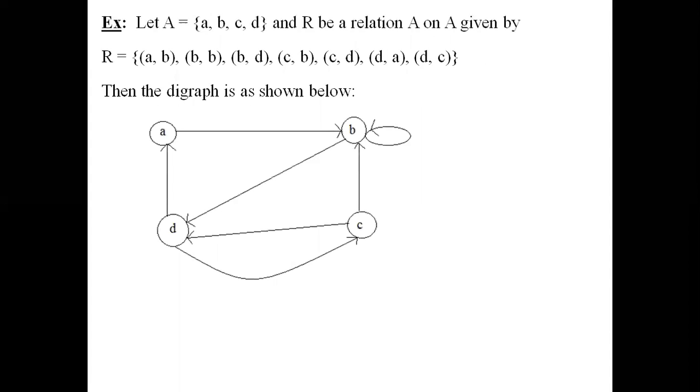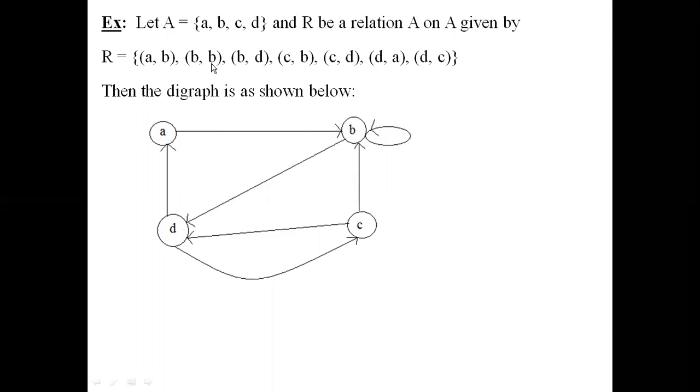So let us understand how we are drawing this digraph. I have considered each of the elements in the set A as the vertices or a circle. So I have drawn the 4 vertices of the set A, a, b, c, d, represented in the form of circles here and named. Now there is an arrow or an edge from a to b. So (a, b) represents a is related to b, that's why we are drawing an edge from a to b.